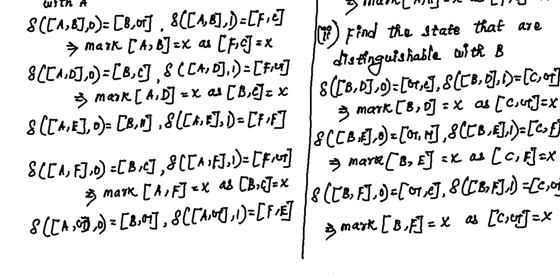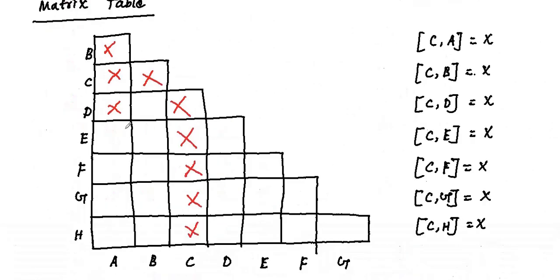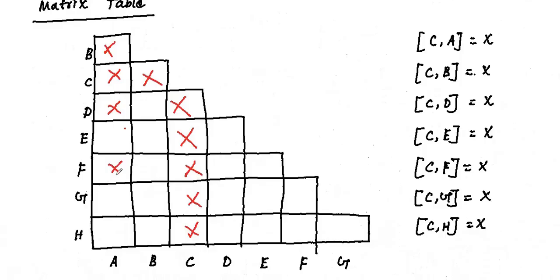Here A comma F cross mark. Go to the matrix table. In this matrix table, A comma F cross mark. A comma E is not a cross mark because in this step we got different answers. So we hold it, then we move to the next step. So AF cross mark. Here I put cross mark AF.